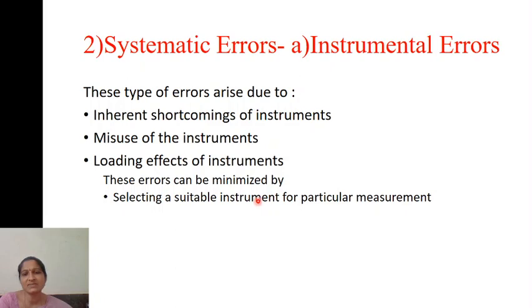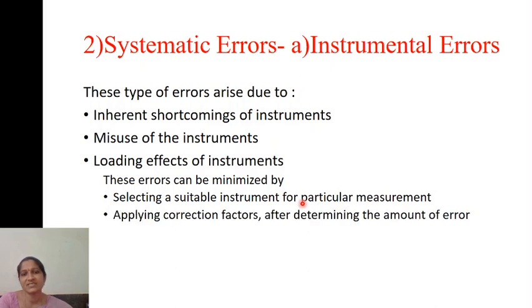How can you minimize these errors? These errors can be minimized by selecting a suitable instrument for a particular measurement. That means only one instrument is used for a particular measurement. You should not replace that instrument for another purpose. In that way you can reduce these errors.